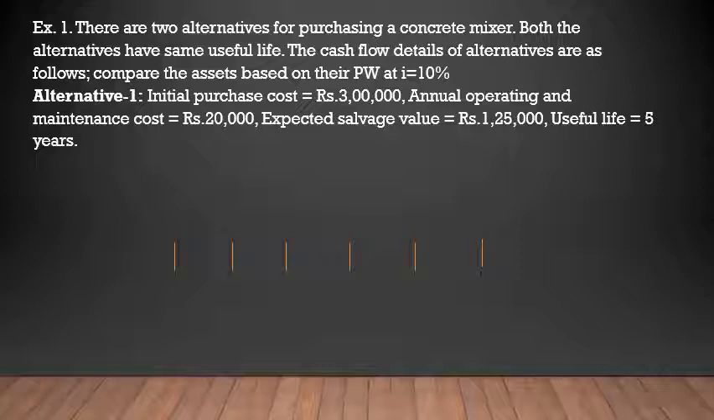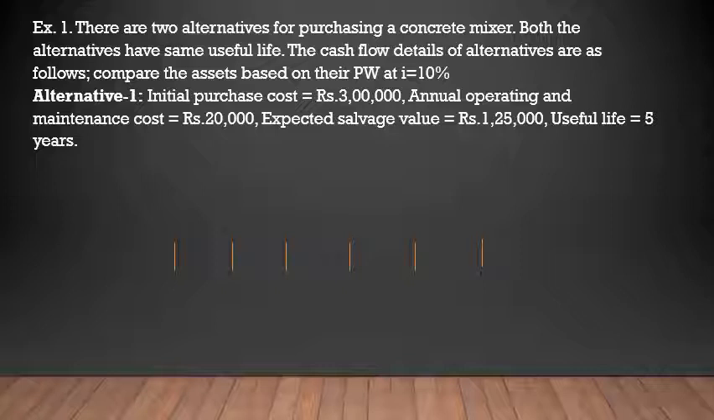The rate of interest is given as 10%. The first alternative has an initial purchase cost of rupees 3 lakhs, annual operating and maintenance cost of rupees 20,000, and the expected salvage value of rupees 1,25,000. The useful life is already given as 5 years.